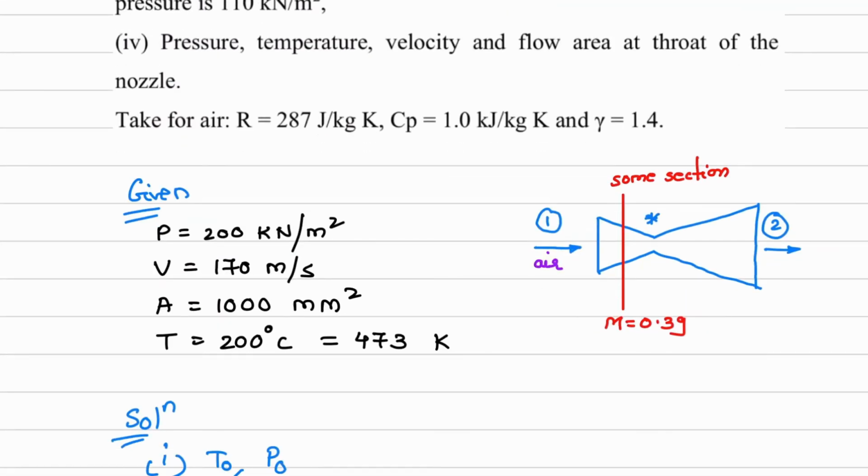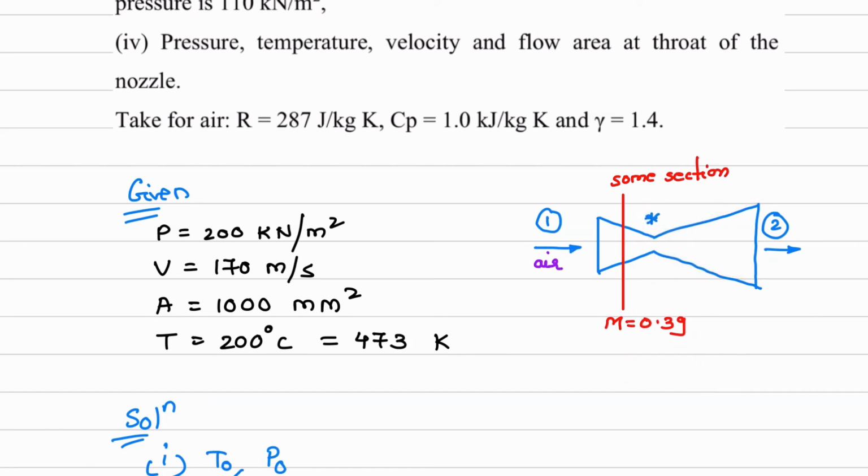So this part is very important for you to understand. You cannot anytime take that throat Mach number is 1. It depends on the given data. Otherwise, you need to find the properties at throat and then decide how the convergent part and the divergent part will behave. If Mach number at throat is less than 1, then the divergent part will act as a diffuser. So you have to remember that.